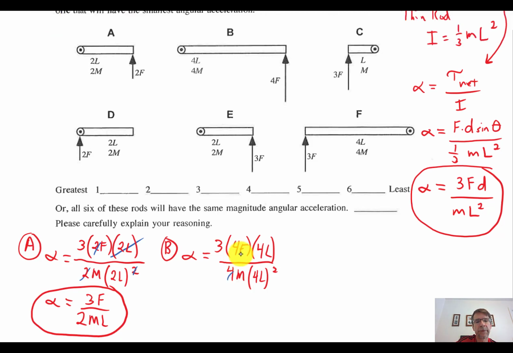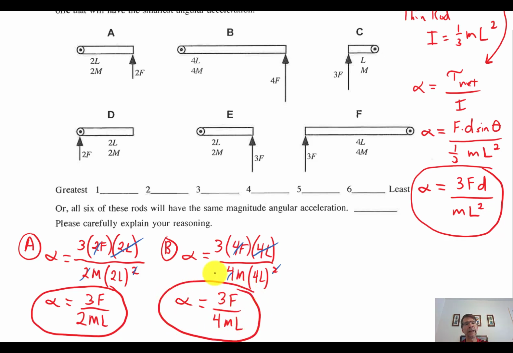So once again, if you go through the math, the 4's here cancel. They don't always; in some of these they're not all going to cancel. But this does cancel one of those. And your final alpha in this case is 3F, you're always going to have that 3 or a factor of 3 up there, over 4ML, and that's it. So far, A has a bigger acceleration than B, so it would be ranked ahead of it.